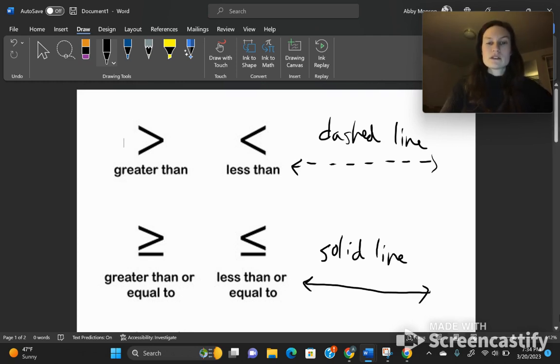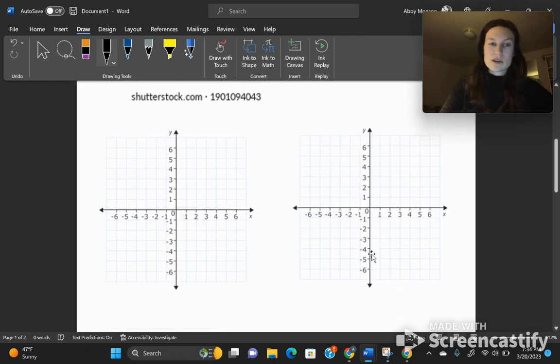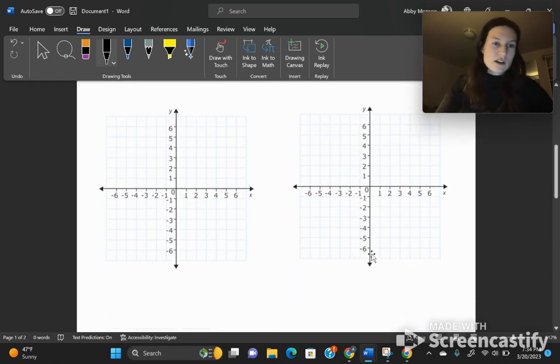So now I'm going to scroll down and show you how this works. Yes, I got my image from shutterstock.com.